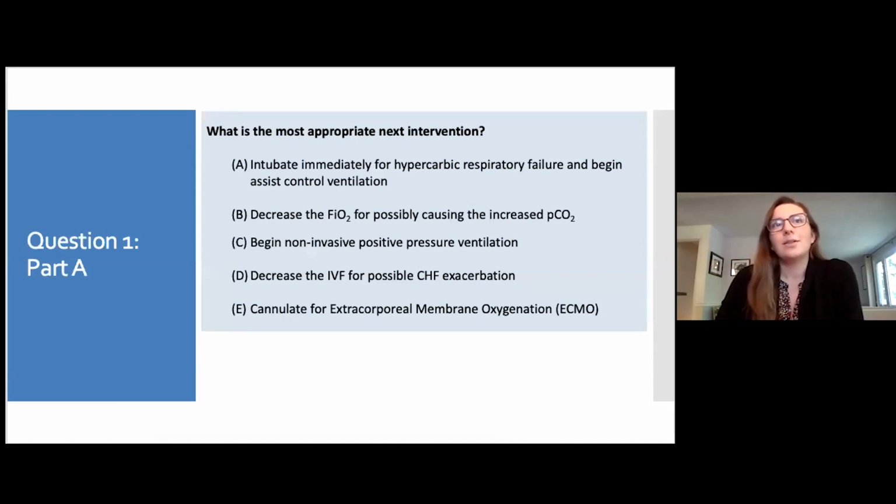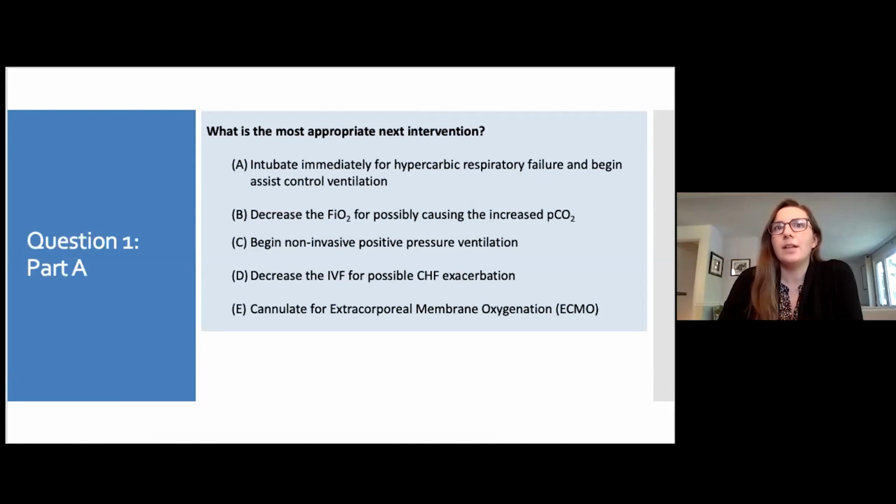Our first question is, what is the most appropriate next intervention for this patient? Is it A, intubate immediately for hypercarbic respiratory failure and begin assist control ventilation? B, decrease the FiO2 for possibly causing an increased PaCO2?